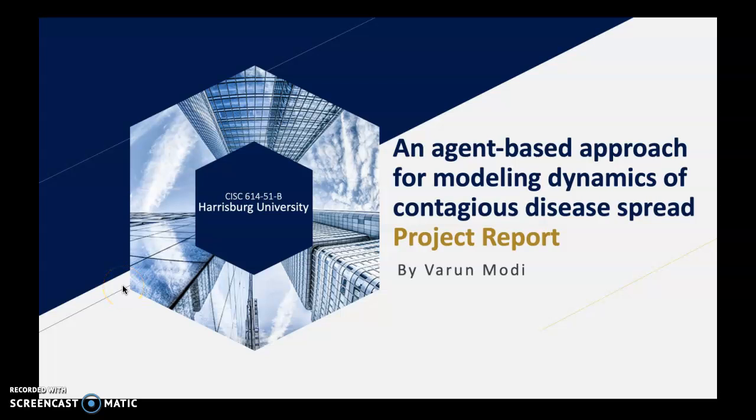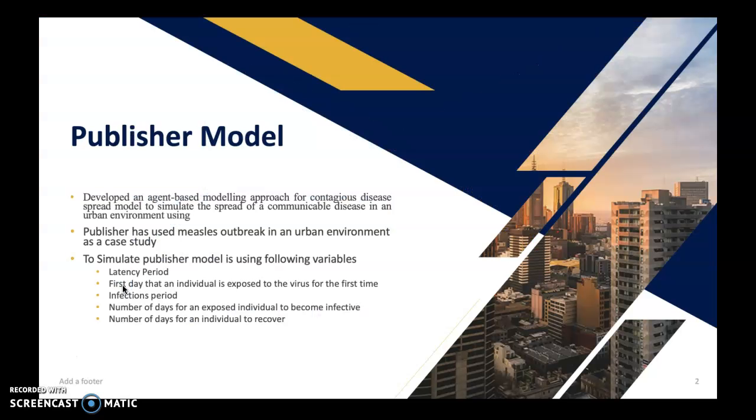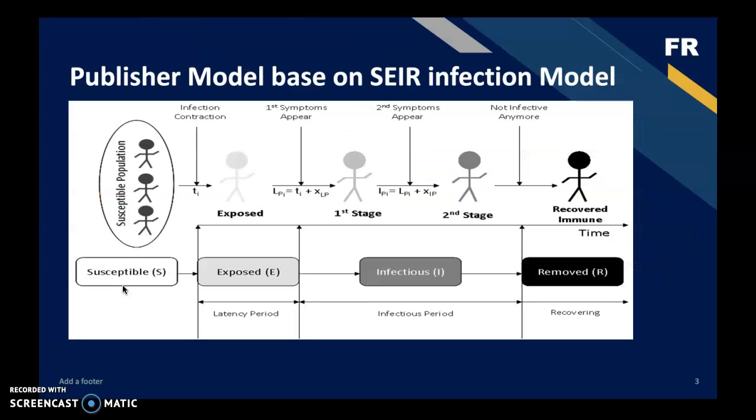Here I am representing my final project report on an agent-based approach for modeling the dynamics of contagious disease spread. From the publisher model, they have developed using the SIR methodology for communicable disease in an urban area. To simulate this model, the publisher has used the following parameters like latency period, infection rate, recovery time, and average time to recover. This slide represents the SIR model for the contagious disease spread.